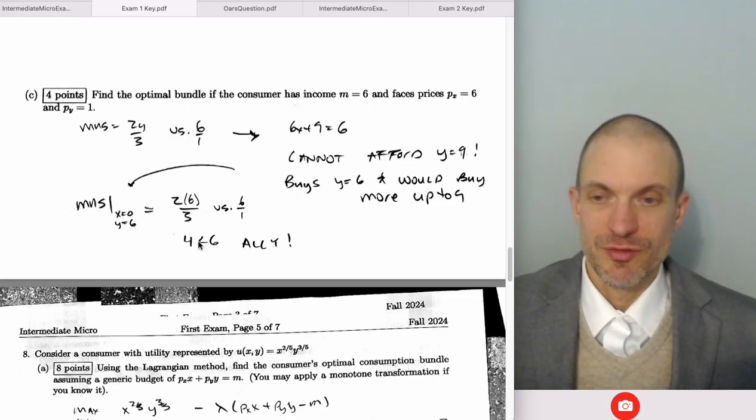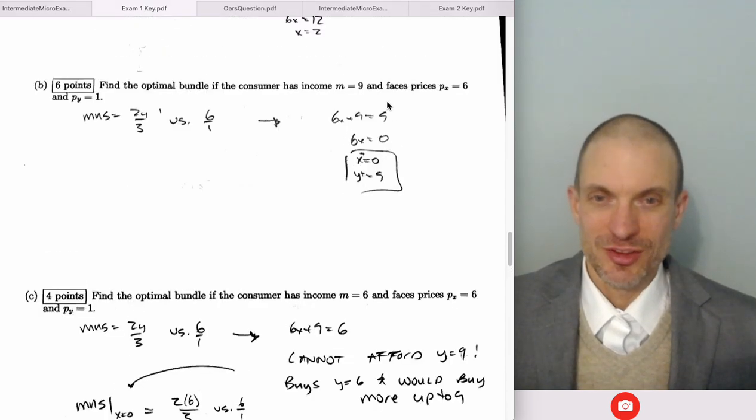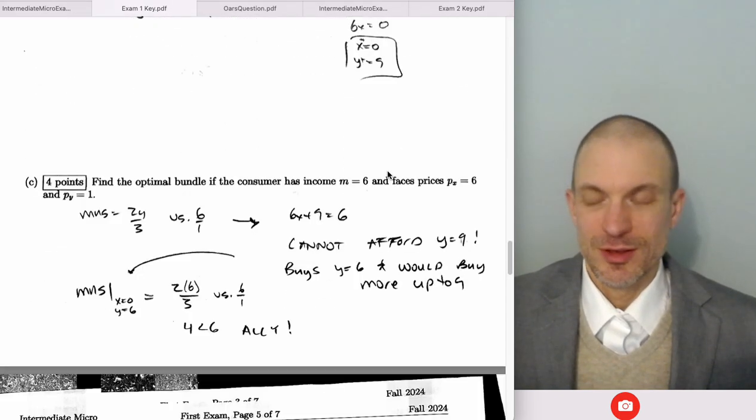Right, so my indifference curve is flatter than my price ratio, or my budget constraint, which gives me my corner solution. What that's telling me is if I give this consumer more income, then I'm going to put it towards good y. In fact, we know that already: if we gave this consumer 3 more units of income, they're going to buy this bundle, right?